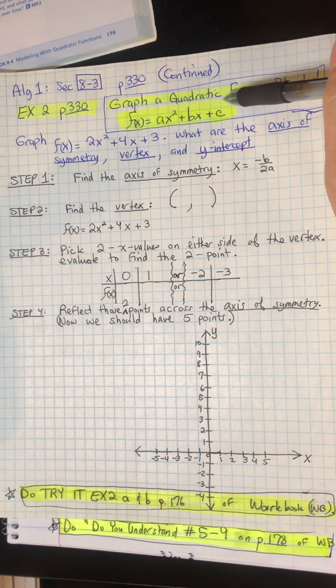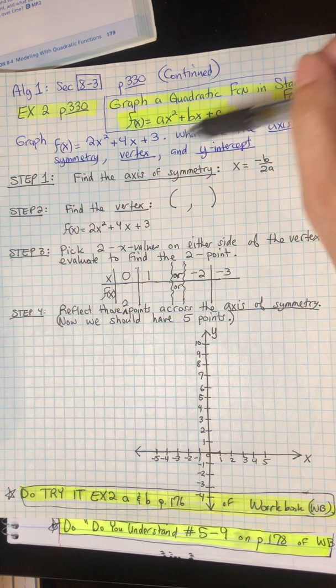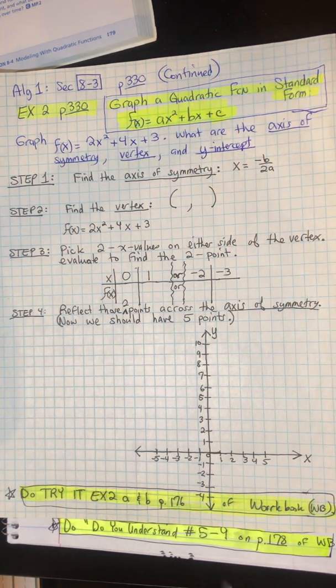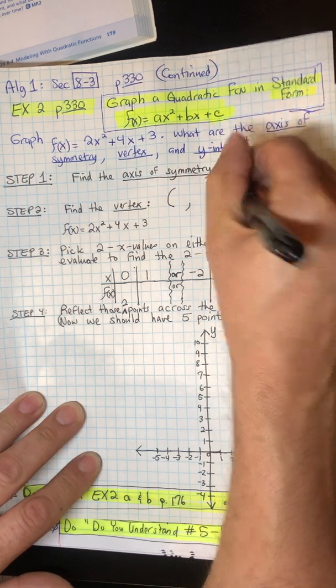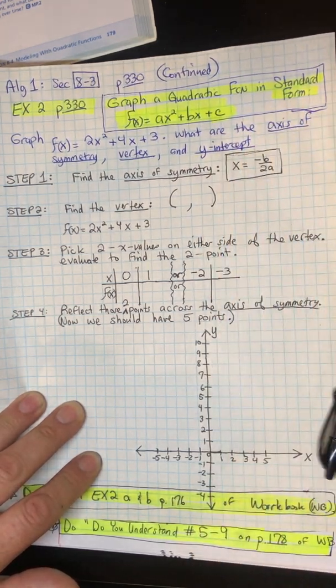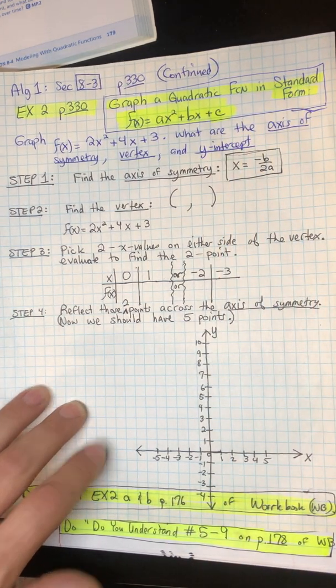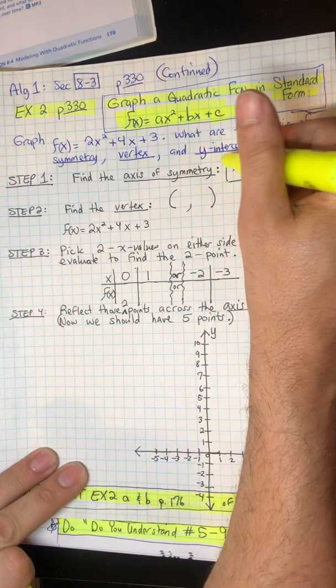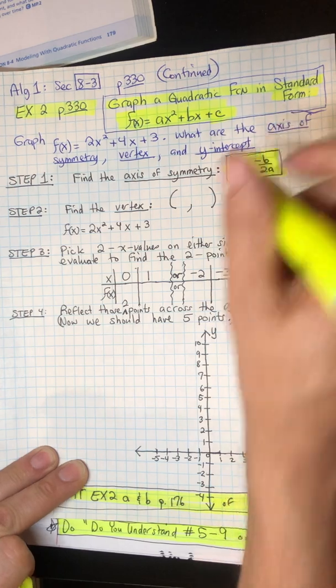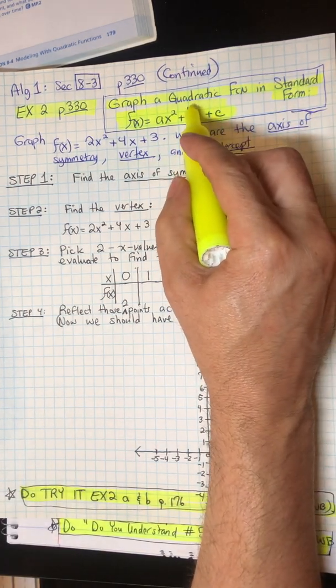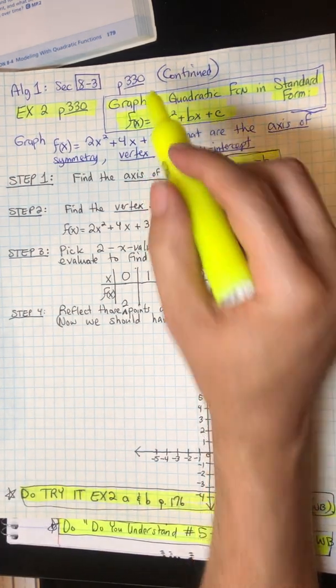The y-intercept is pretty easy. It's C, we just learned that. How do you find the axis of symmetry? This is important. This is the formula for the axis of symmetry, or the line of symmetry. That's the line that divides the parabola into two equal parts. It's something we have to memorize: x equals negative b over 2a, where b is the coefficient of x and a is the coefficient of x squared in standard form.